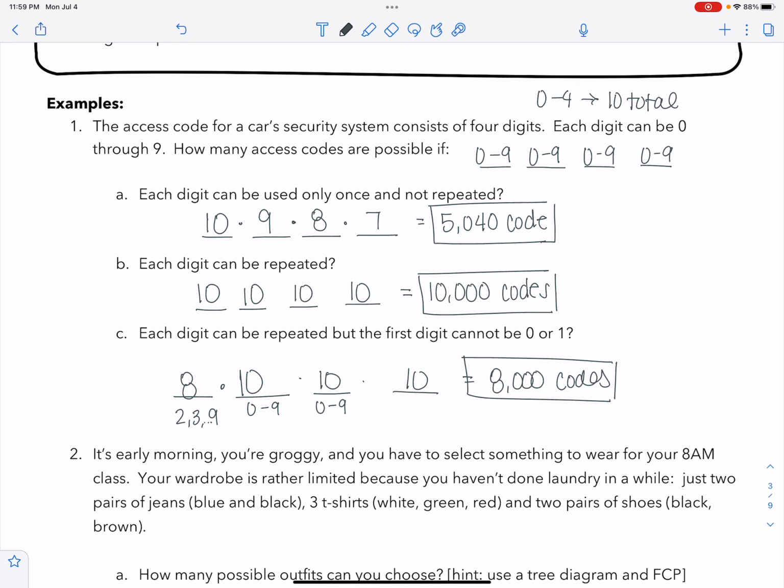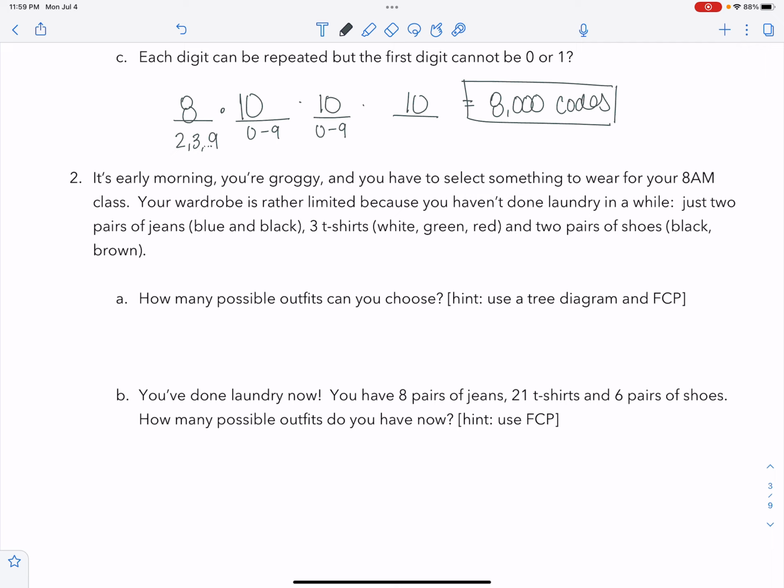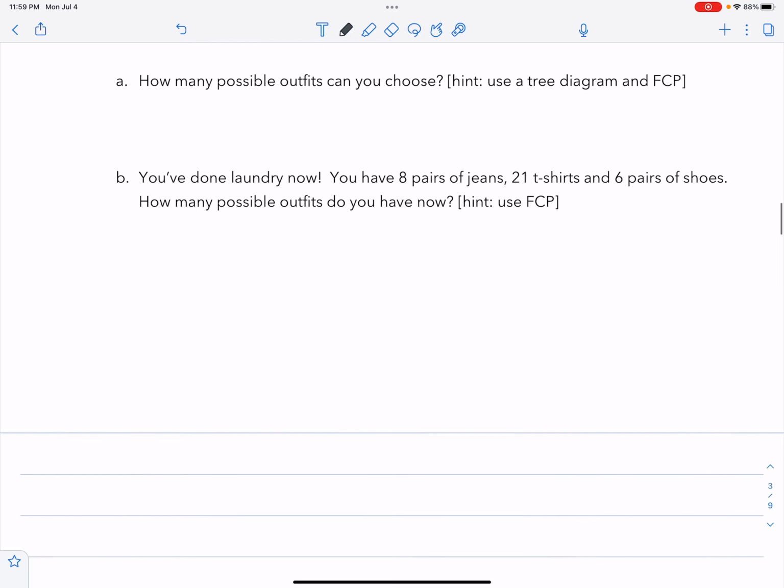Next example. Early in the morning, you're groggy. You have to select something to wear for your 8 a.m. class. Your wardrobe is limited because you haven't done laundry. You have 2 pairs of jeans, black and blue, 3 t-shirts, and 2 pairs of shoes. So we're going to assume that everything matches, or you don't care, whichever. So you're randomly grabbing stuff. The first thing it says is how many possible outfits can you choose? Use a tree diagram and the fundamental counting principle.